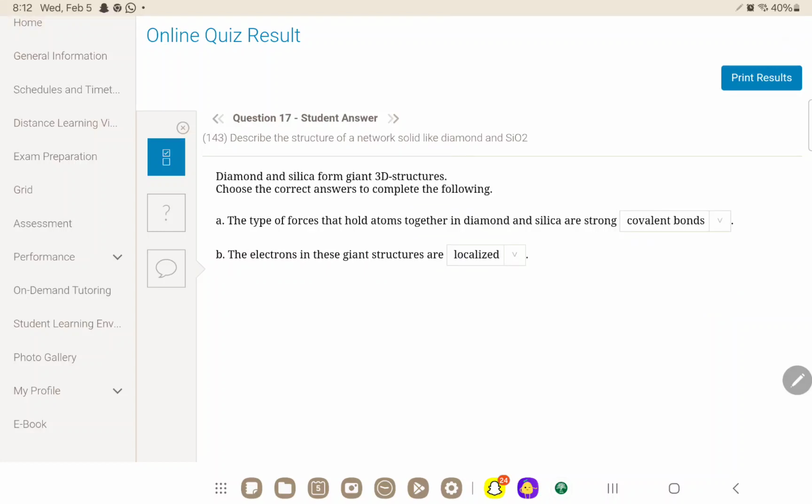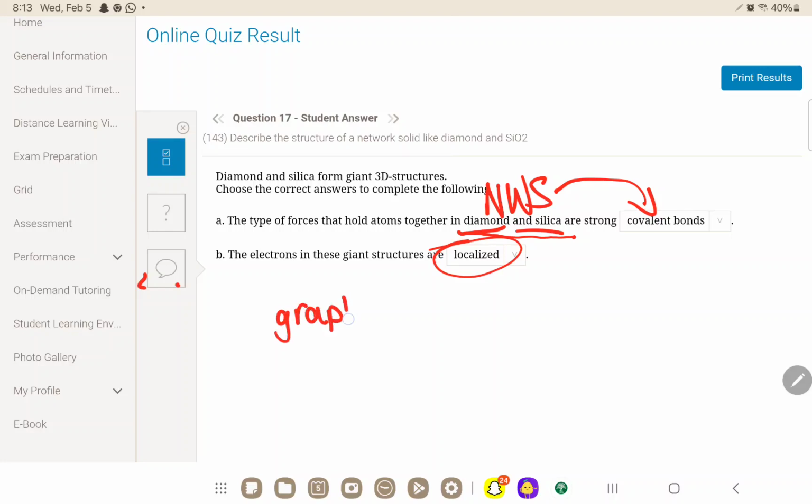Type of forces that hold silica and diamond: they are strong. Diamond is a network solid. Network solids are always held by covalent bonds only. But in diamond and silica, the electrons are localized. In graphite, the electrons are delocalized, since it can conduct electricity, of course.